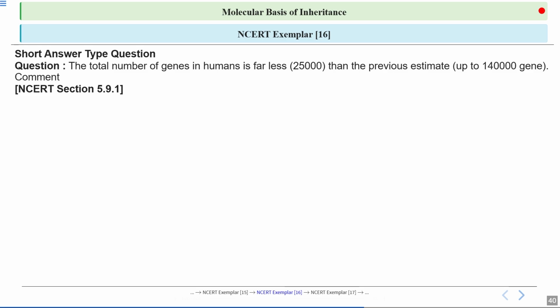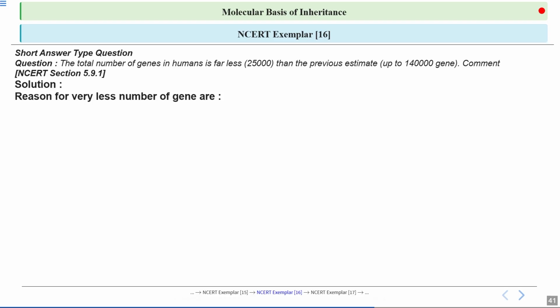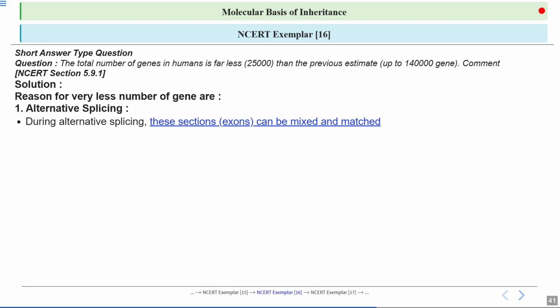The next question: the total number of genes in human is far less, about 25,000, than the previous estimate of up to 140,000 genes. You have to comment. So what is the reason for the lesser number of genes? One of the reasons is alternate splicing. So what happens in alternate splicing?